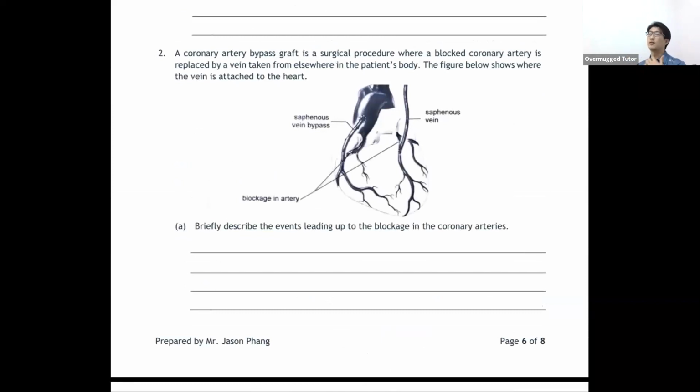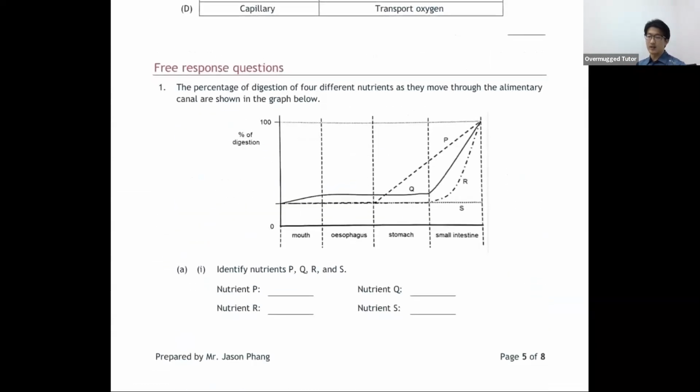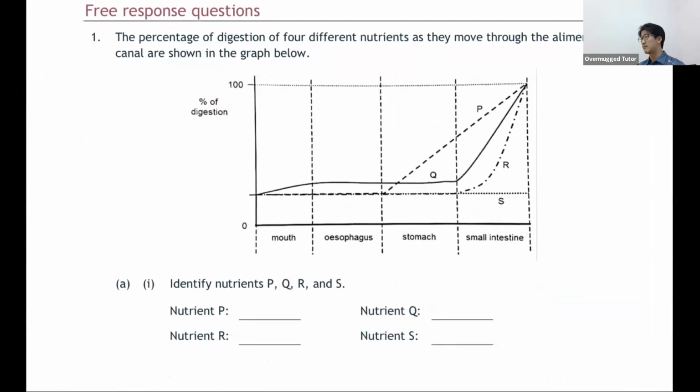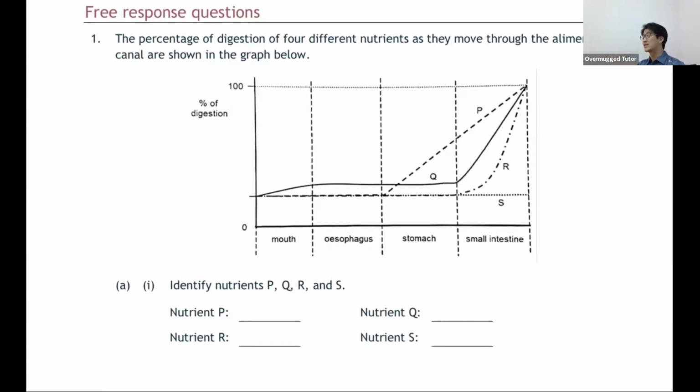If I were to choose, the most application-based one is 2. Questions 1 and 3 are very memory based. Very quickly, if you look at question 1, you just need to recall what is digested in each part of the digestive system. Very straightforward.